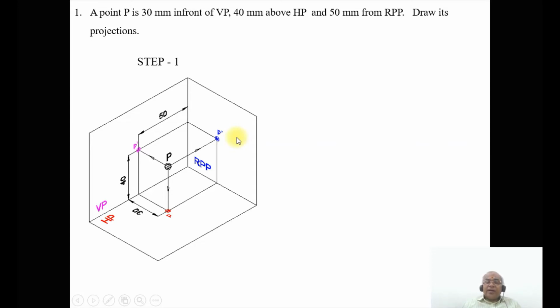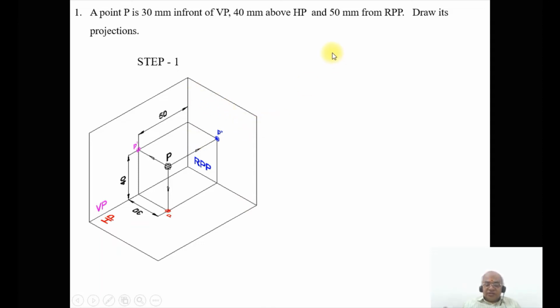But how can I see the image in the right profile plane? I can see the image in the right profile plane only when I look either from the left side view or from the right side view. The left side view is perpendicular to the right profile plane, and the right side view is also perpendicular to the right profile plane. So obviously we can see the image in that.